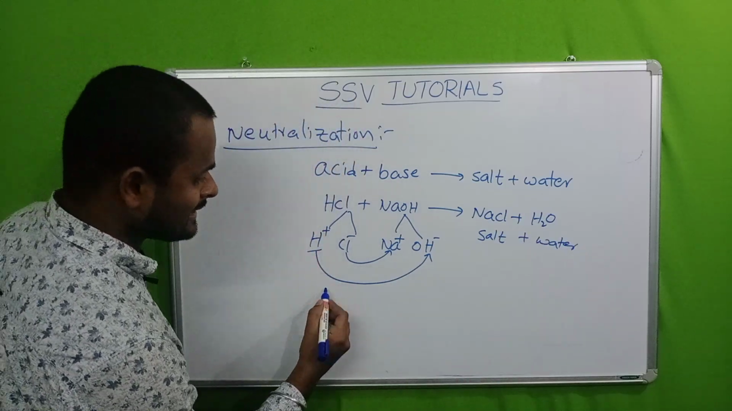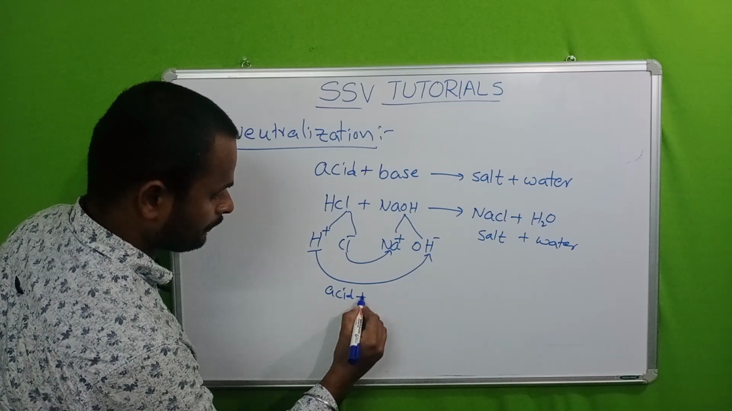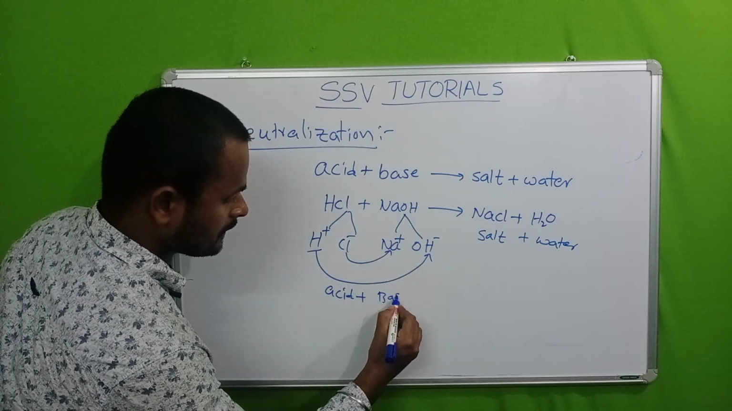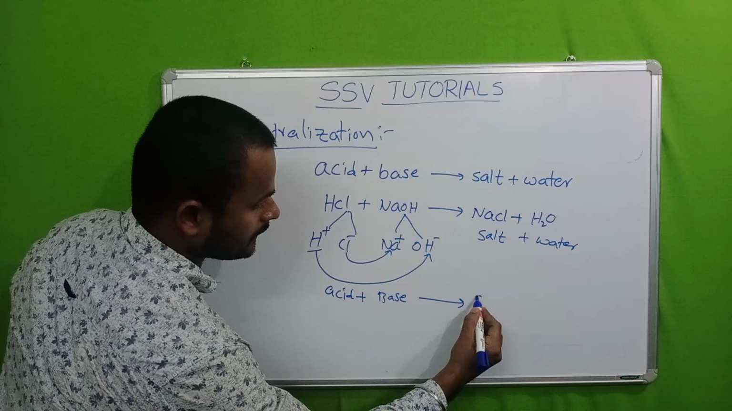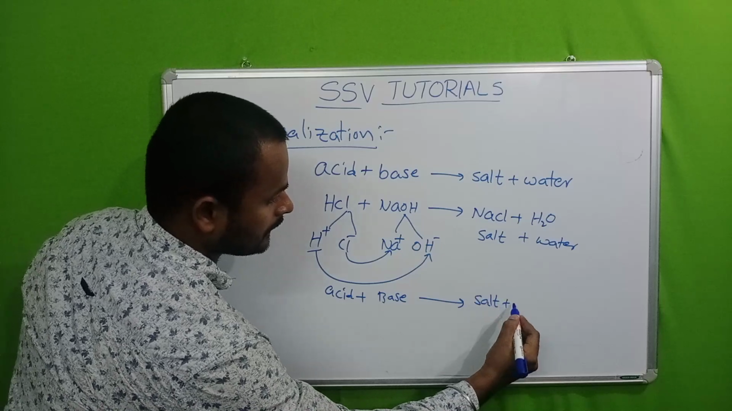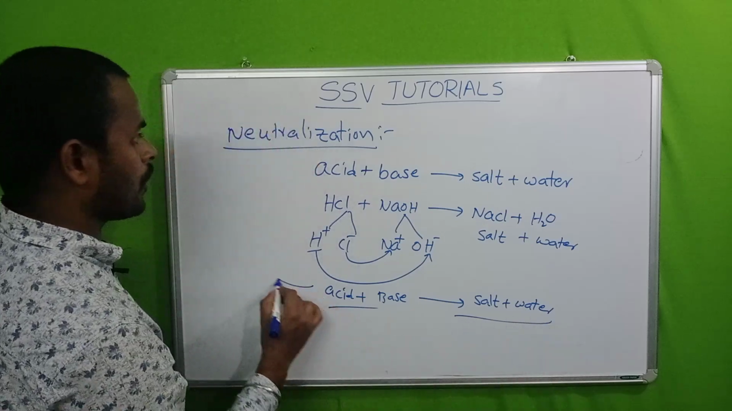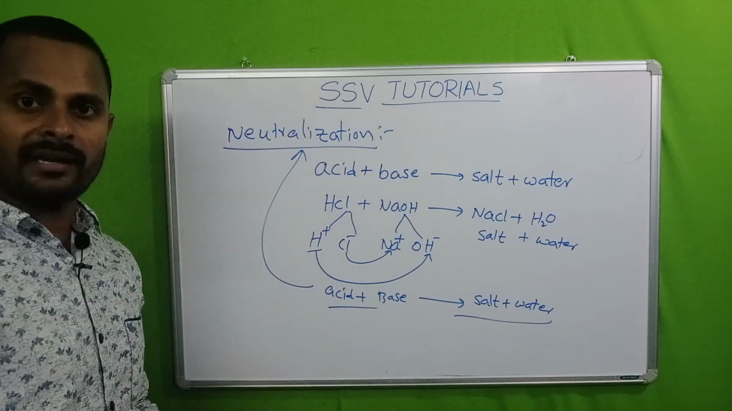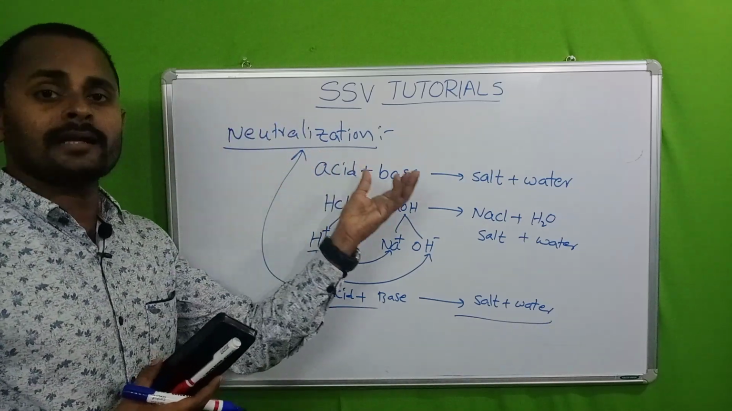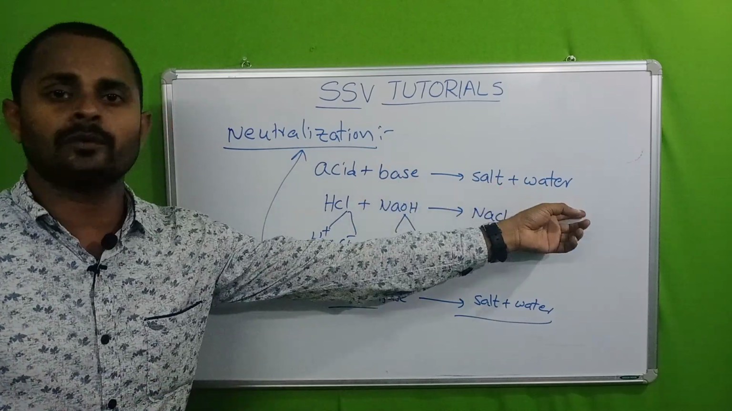Here HCl is acid and NaOH is base. What forms? Salt and water. This reaction is called a neutralization reaction: when acid reacts with base, it forms salt and water.